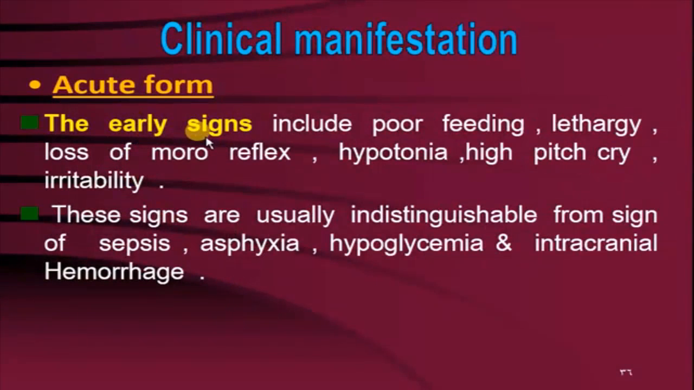In the acute form, the early signs and symptoms include poor feeding, lethargy, loss of Moro reflex, hypotonia, high-pitched cry, and irritability. These signs are usually indistinguishable from signs of sepsis, asphyxia, hypoglycemia, or intracranial hemorrhage, because all of these may also cause poor feeding, lethargy, and loss of Moro reflex.